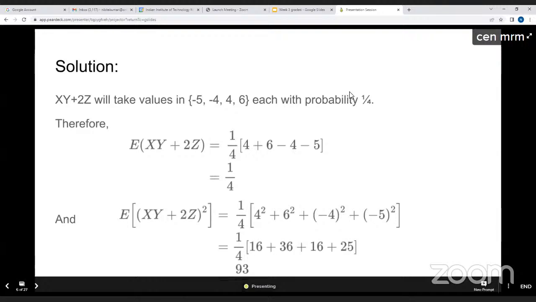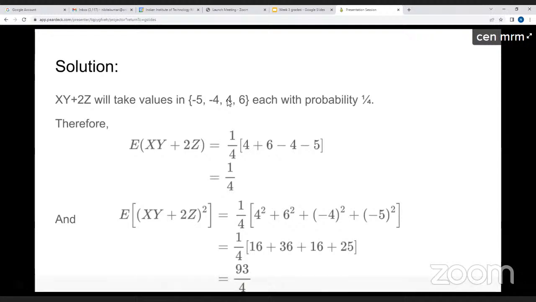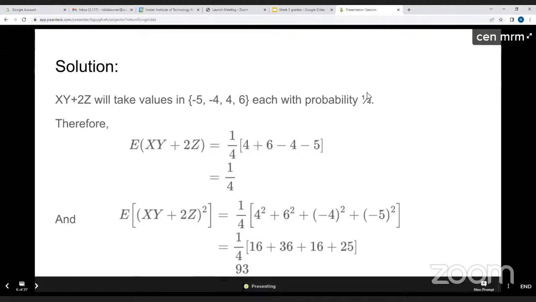Once we know the probabilities of each of the values that the random variable takes, can we not find the expected value of that random variable? So xy plus 2z is our one random variable. We know what values xy plus 2z takes, and we know the probabilities of each of the values.